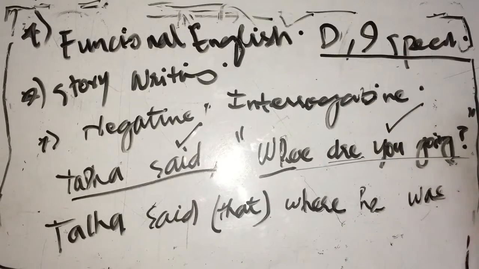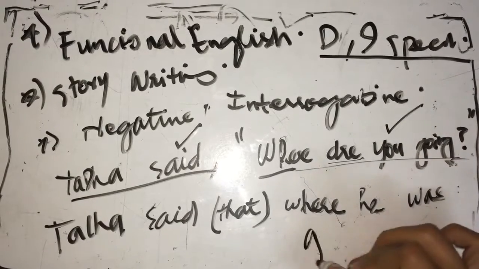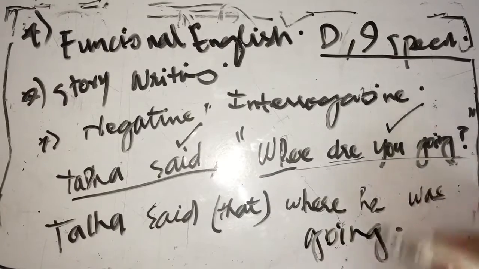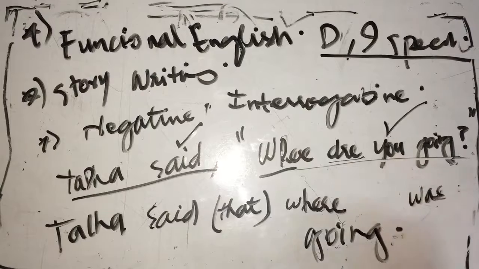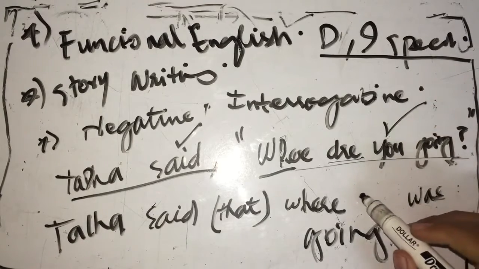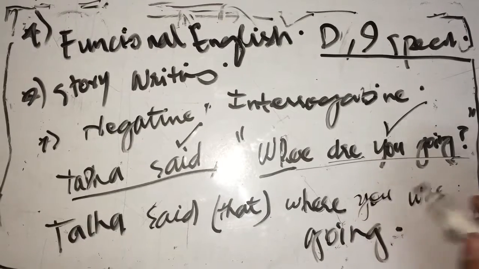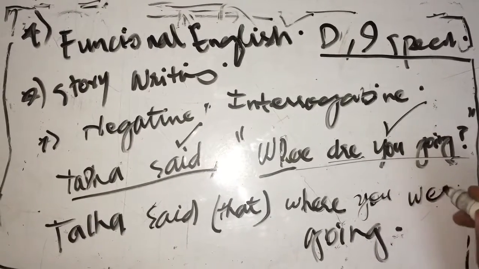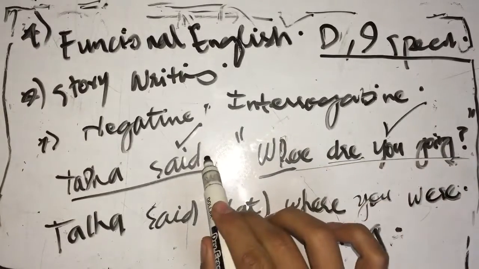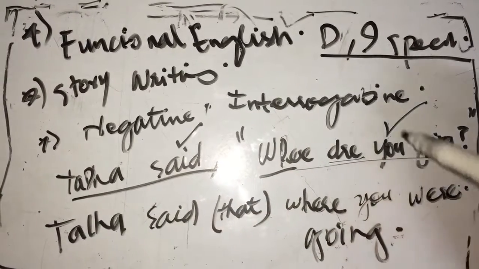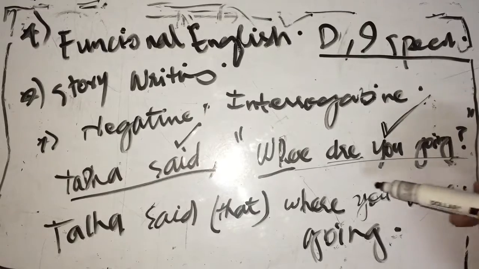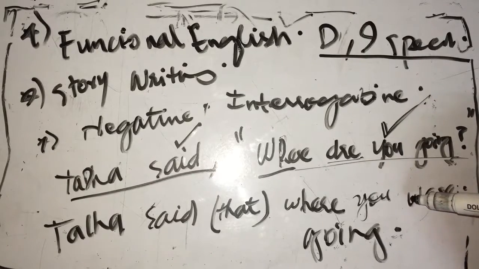So you have Talha said that where he was going, or where she was going. We don't know what the "you" is representing, or where are you going. I am also confused whether it is going to be like this, where you were going, because there is no subject over here, so we don't know what this "you" is referring to. Where are you going, where you were going, or where he, she.